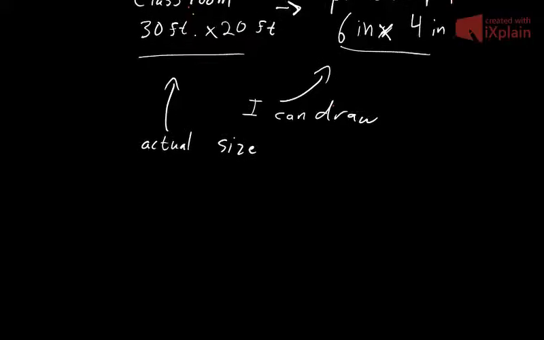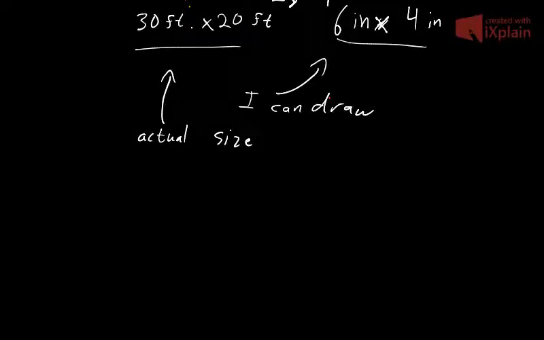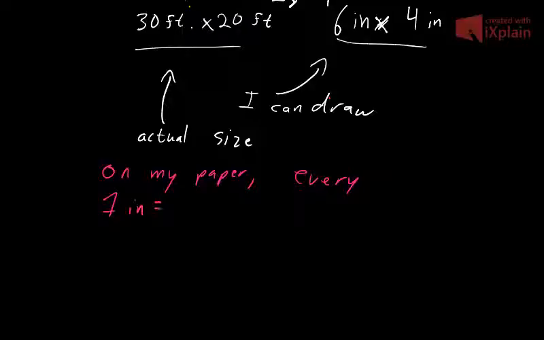So what that means is on my paper, every 1 inch is going to be equal to 5 feet in real life. So if I draw my classroom on my piece of paper, 6 inches by 4 inches, every 1 inch is going to be 5 feet in real life. And we can check to see how that works.